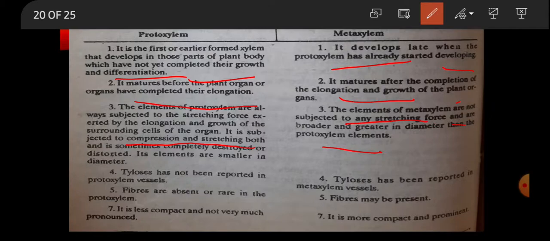Now tylosis are not reported in protoxylem vessels. Tylosis are bulging structures, which we will study later in plant anatomy. They are not reported in protoxylem, but are reported in metaxylem, because metaxylem is more developed. Fibers are absent in protoxylem, while in metaxylem fibers may be present. Protoxylem is less compact and not very pronounced, while metaxylem is rigid and compact.